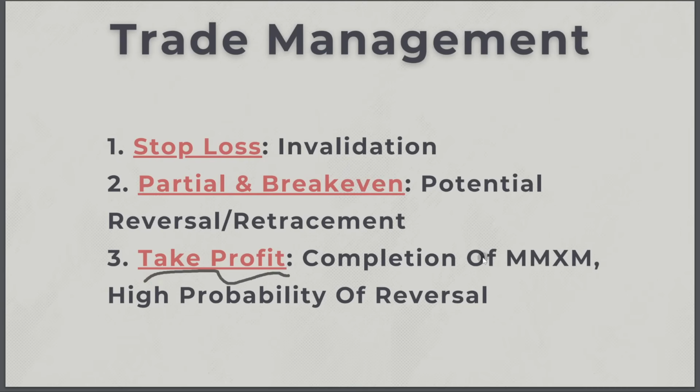And your take profit is going to be the completion of a market maker's model, so either buy model or sell model, and that's external to internal or internal to external, and it's the high probability of reversal. So if I see a high or a low that is a very high probability for price to react from or reverse from, for example a previous monthly high, previous daily high, or low, the same thing. Those high probability, very significant liquidity pools, I would have my take profit there. Why? Because price could just reverse from there immediately.